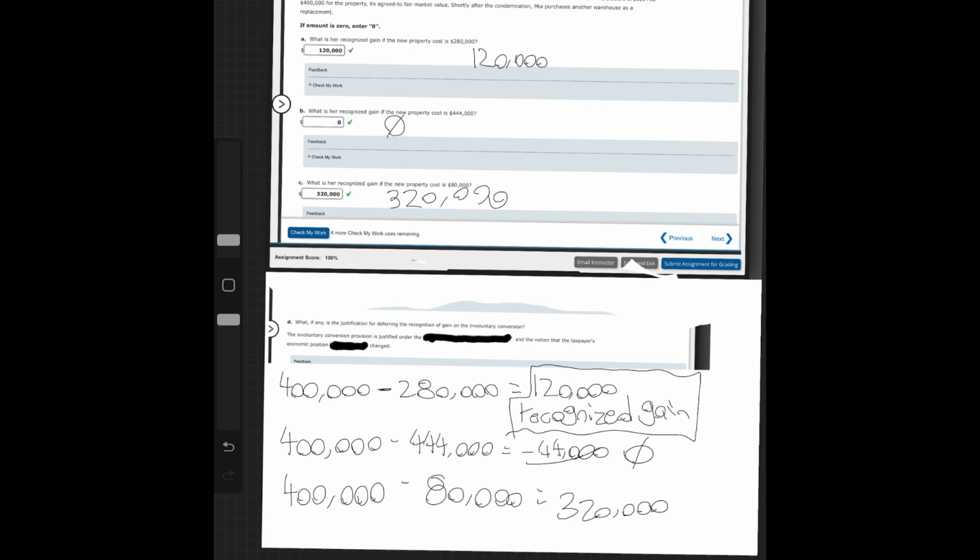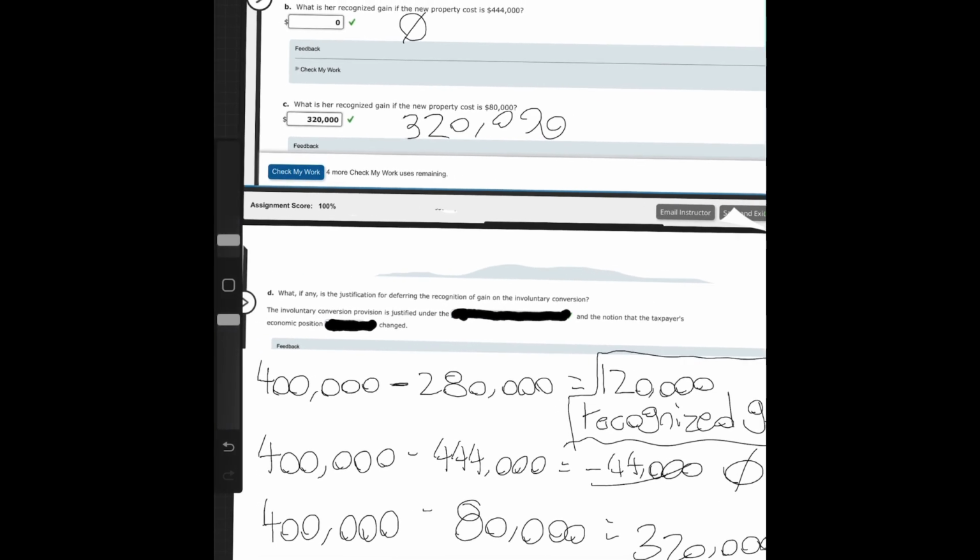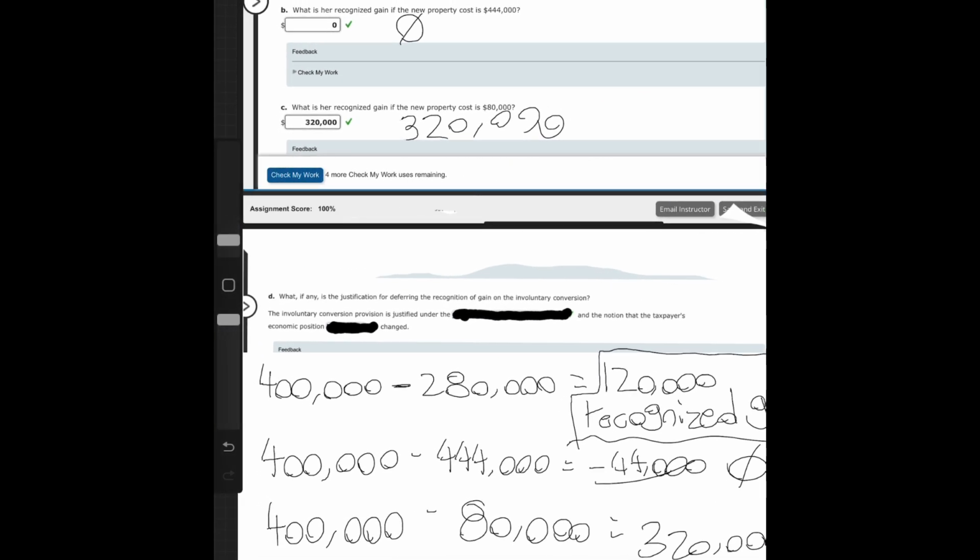Yep, that's A, B, C, and what, if any, is the justification for deferring the recognition of gain on the involuntary conversion? The wherewithal to pay concept. And the taxpayer's position has not changed.